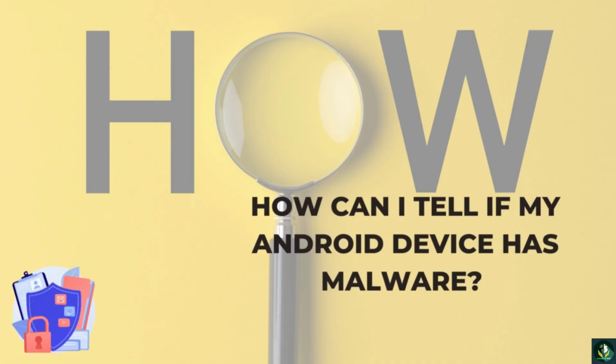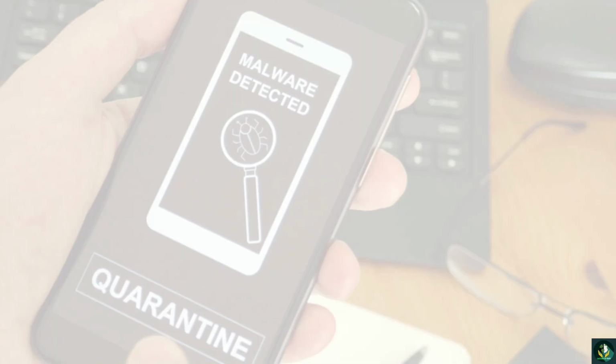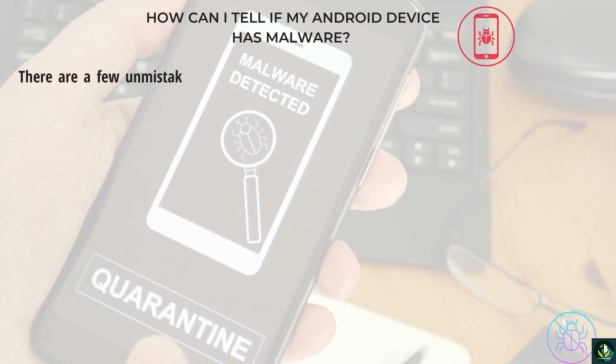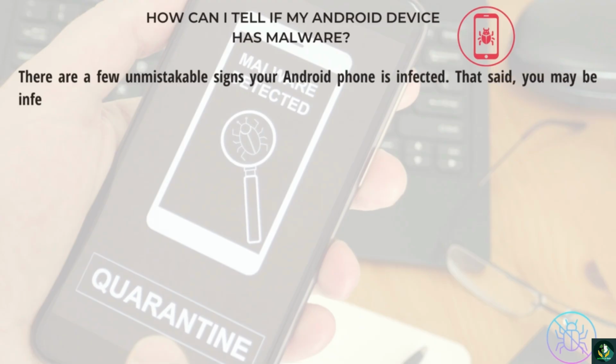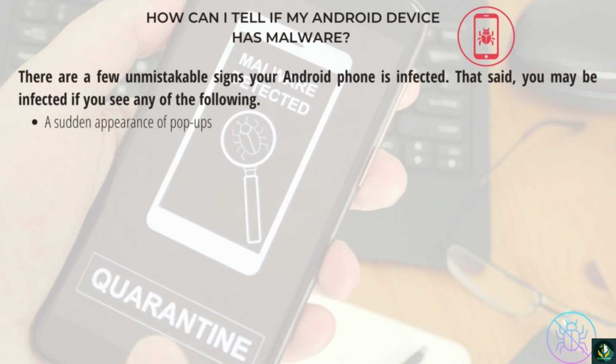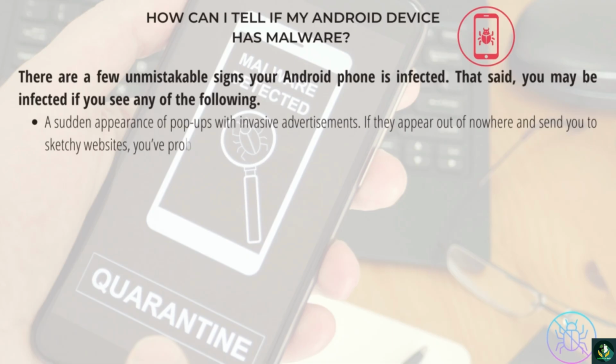How can I tell if my Android device has malware? There are a few unmistakable signs your Android phone is infected. That said, you may be infected if you see any of the following. A sudden appearance of pop-ups with invasive advertisements. If they appear out of nowhere and send you to sketchy websites, you've probably installed something that hides adware within it. It suffices to say, don't click on these ads.